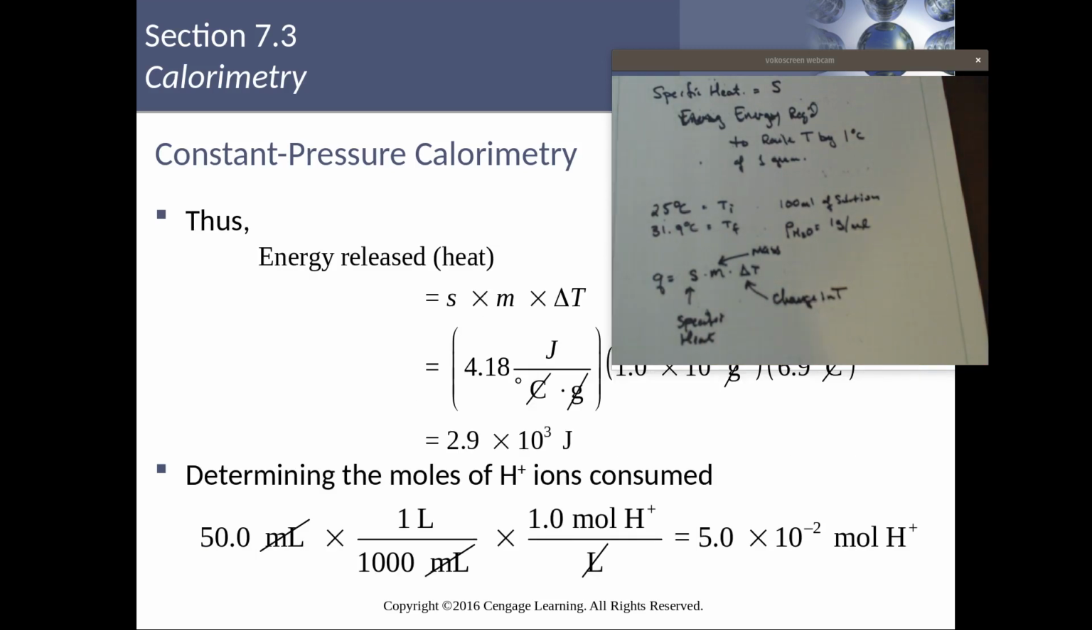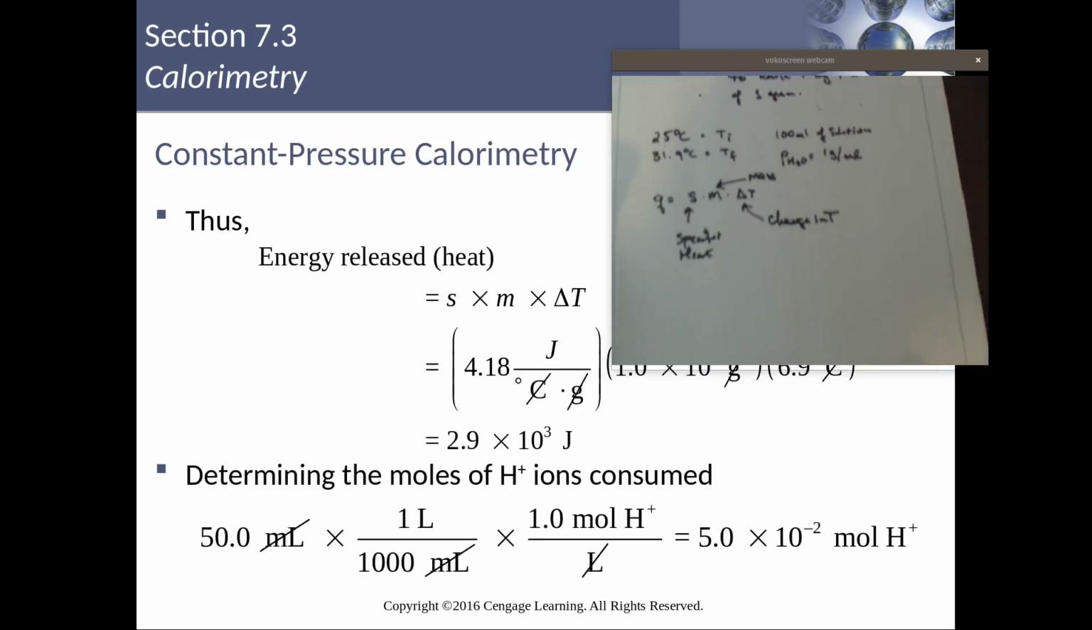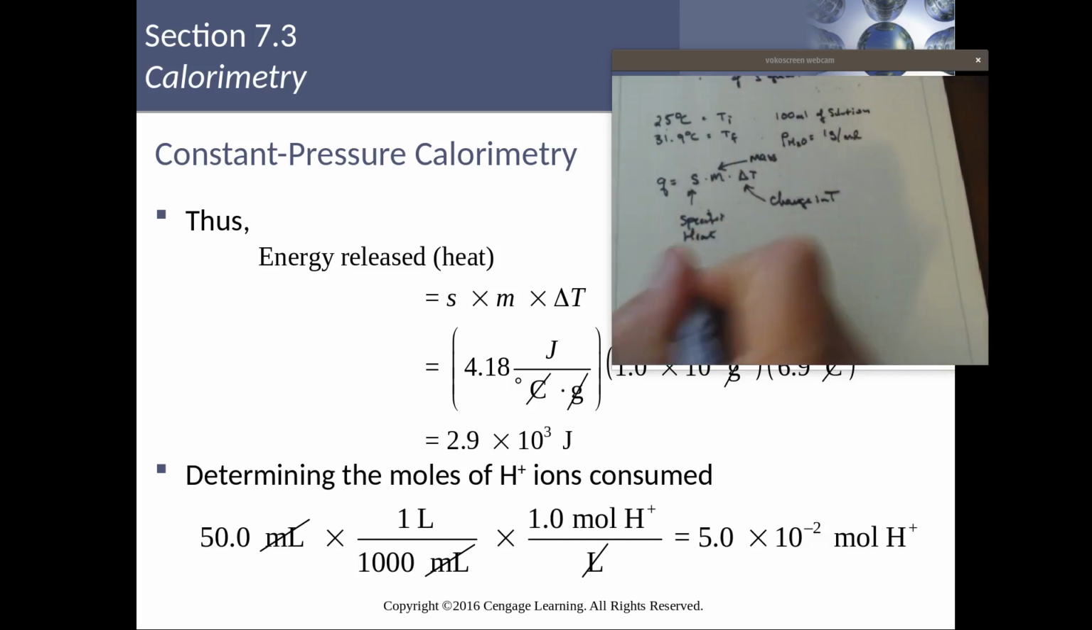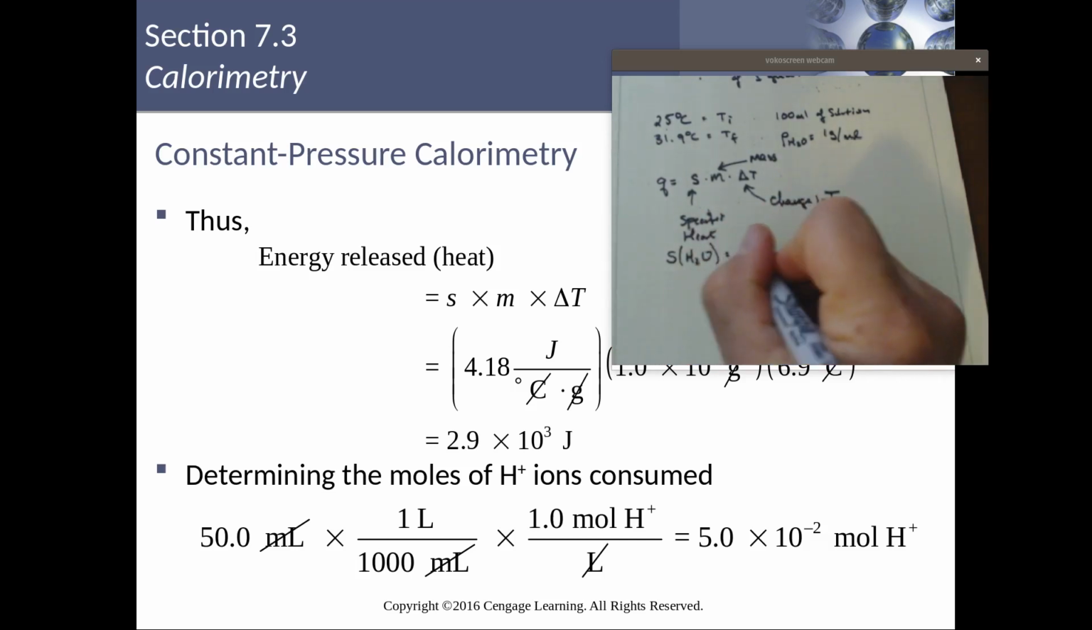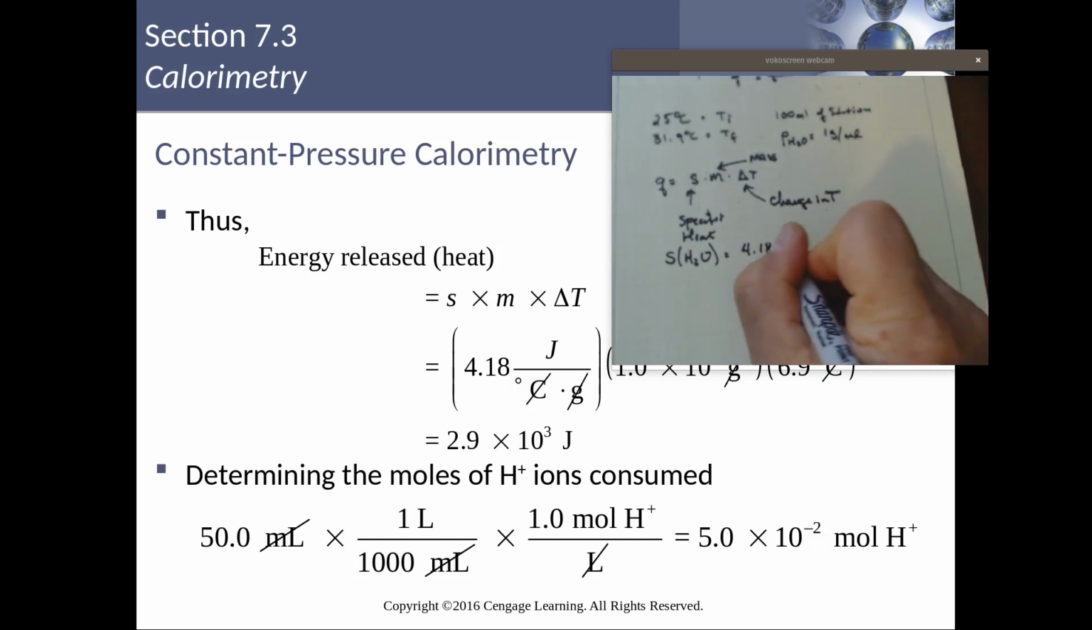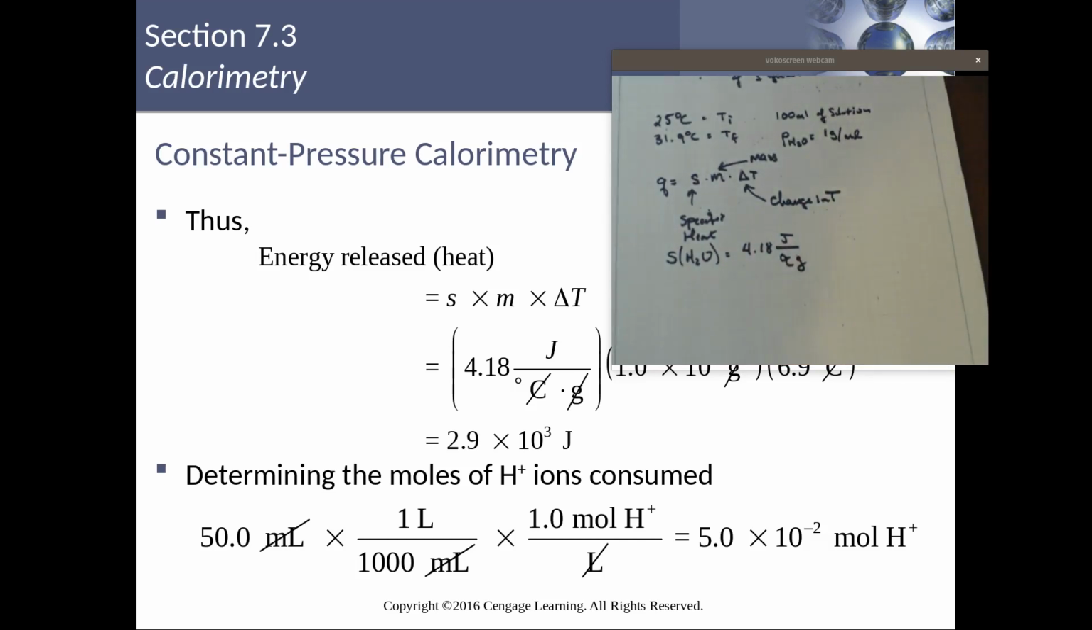And so what we do know is the specific heat of water is 4.18 joules per degree Celsius per gram. Okay, that's the specific heat of water. So it's 1 calorie, if you want. 1 little calorie is the specific heat of water. It's just the energy required to raise 1 milliliter of water by a degree Celsius is 1 calorie, or 4.18 joules.